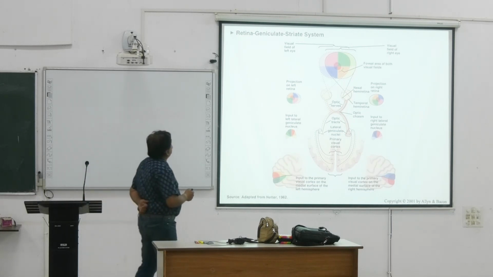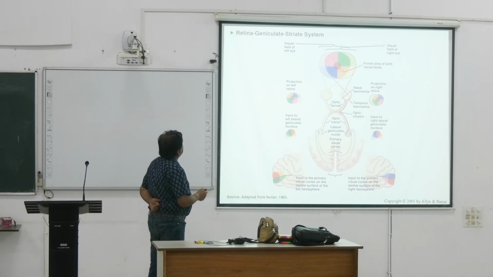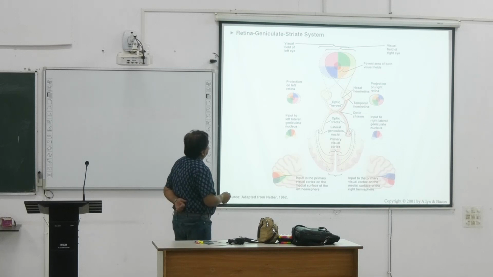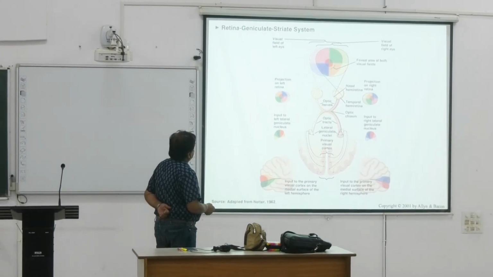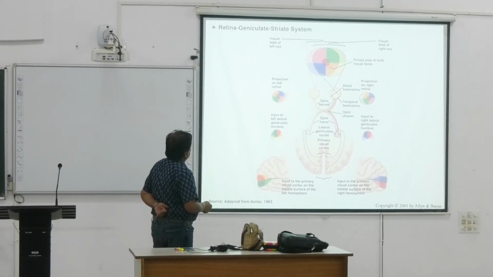See the visual field of the left eye, visual field of the right eye. The foveal area of both visual fields. Projection on the left retina. Now, you can see the optic nerve, the temporal hemiretina, nasal hemiretina, the optic tracts, lateral geniculate nuclei, and primary visual cortex. This is the primary visual cortex.